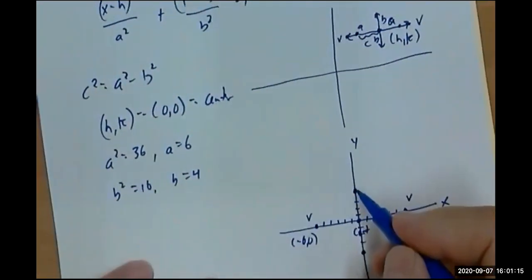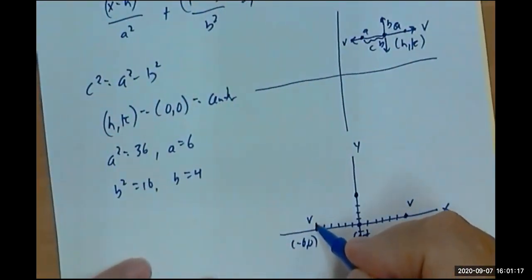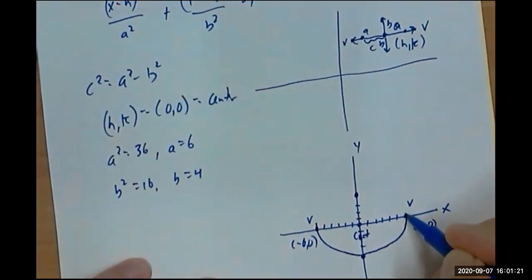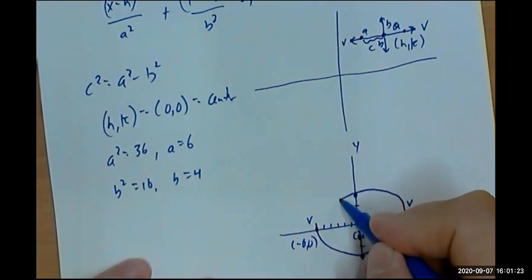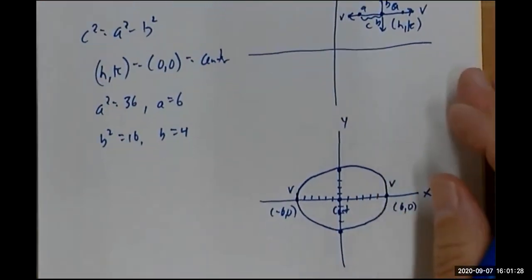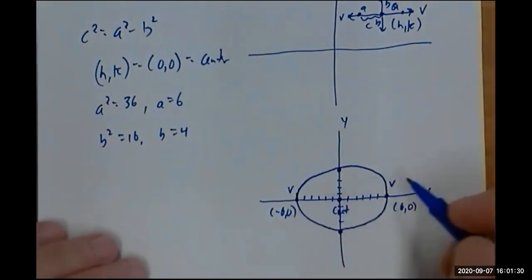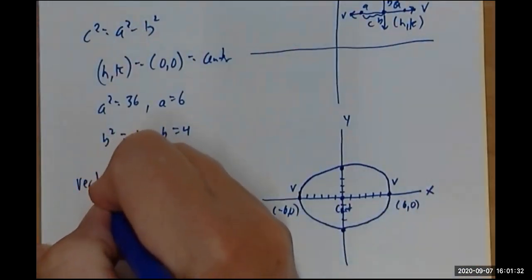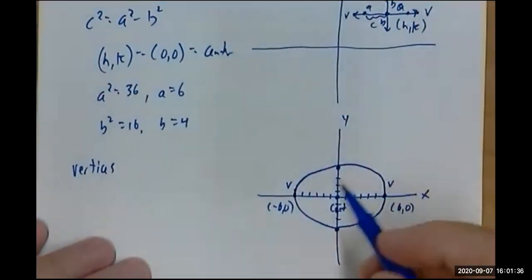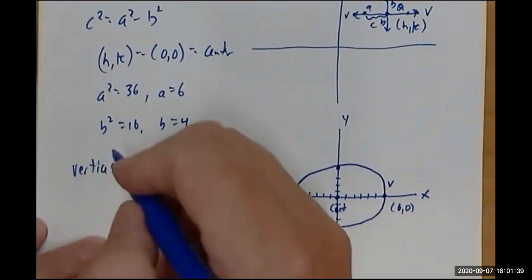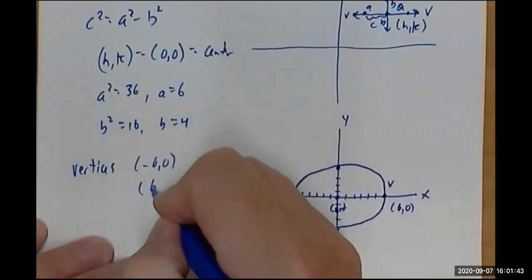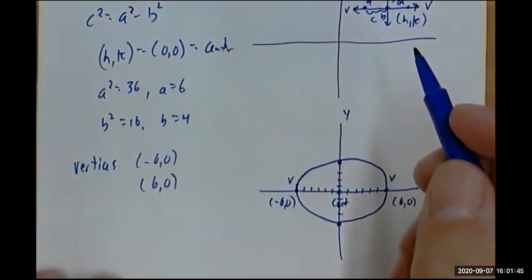Now, I'm not always great at drawing these ellipses, but do the best I can. Something like that. So here are the two vertices. And they always ask for the smallest vertex first. So you look at this number. So it's going to be minus 6, 0, and then 6, 0.